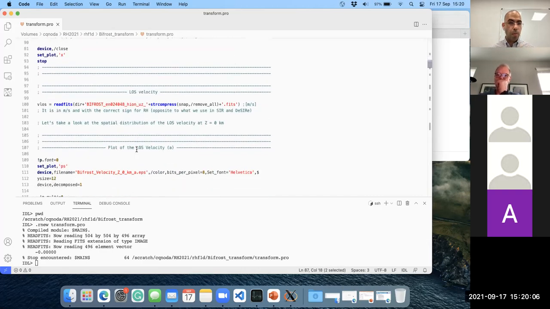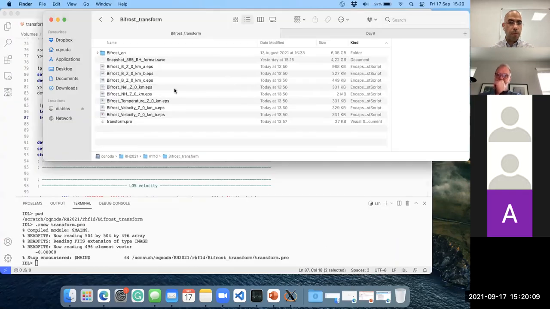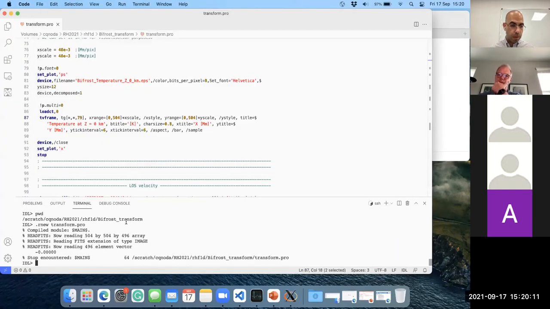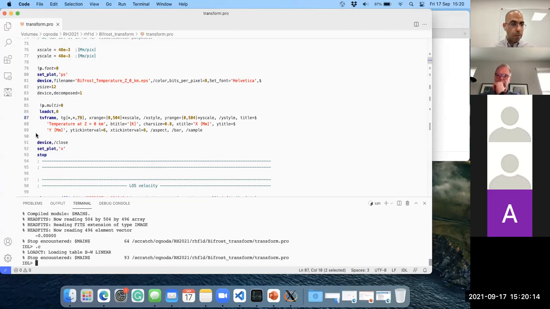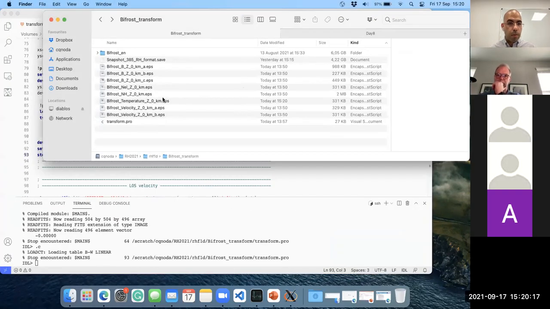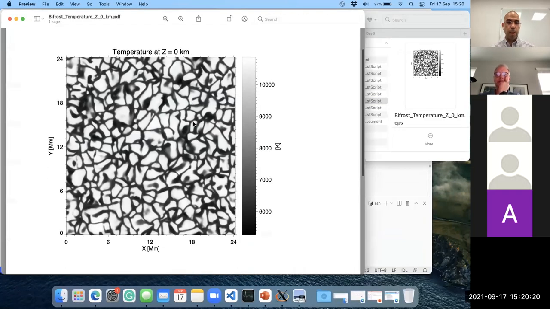So if we go to this folder, let me do this, and it will stop in 93. Okay. And then we go to temperature. This is how it looks, the temperature for the full domain. As we saw before, it's a 24 by 24 megameter simulation run. And you see that in general, everything is dominated by granulation. So you have hot areas that are bigger in size, and then you have dark or cool areas that are narrow, which are the intergranules.